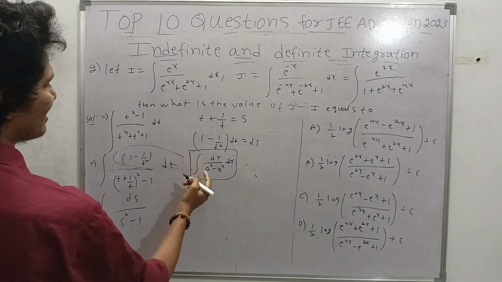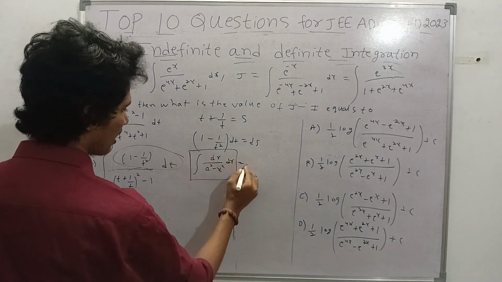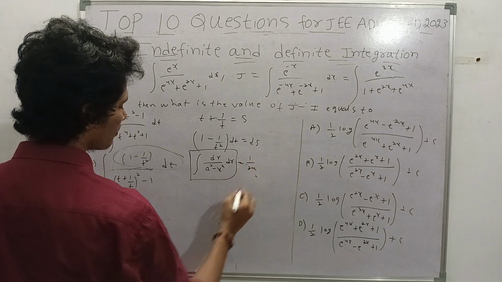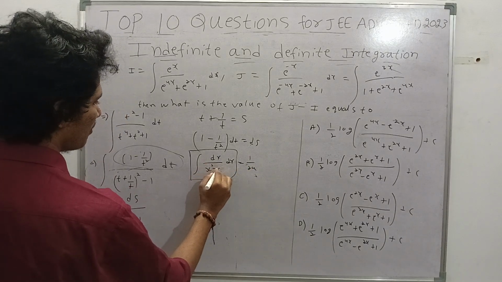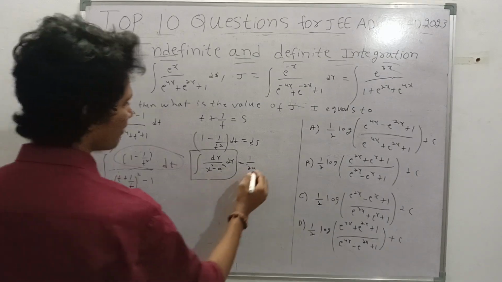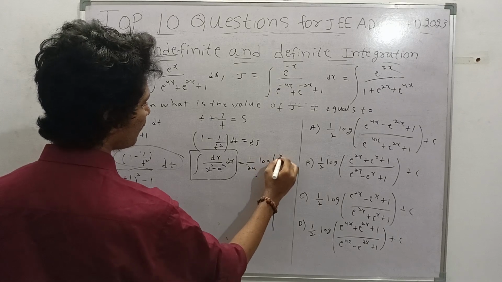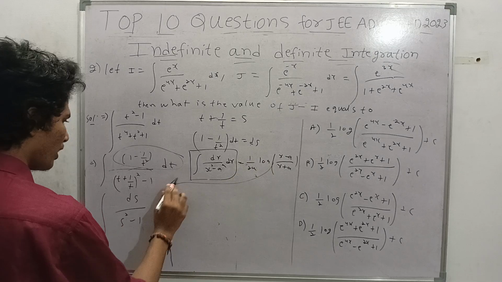Look here, it is integration dx divided by a square minus x square. So what is the integration of this formula? That is 1 by 2a. It is not a square minus x square, it is the x square minus a square formula, because here the variable is x, that is s. The formula is 1 by 2a log of x minus a divided by x plus a. So I have to apply this formula here.